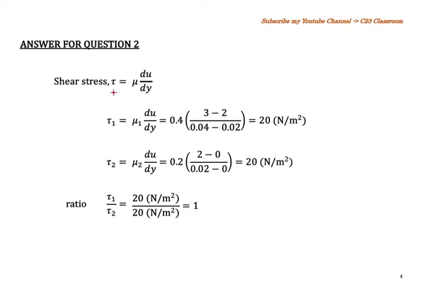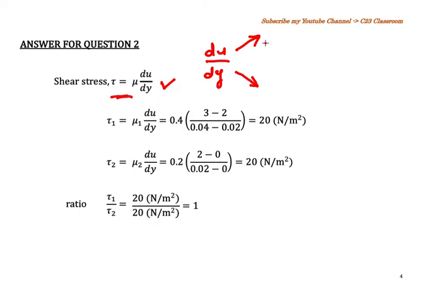So this is the solution. First, you need to understand the equation for shear stress. We have tau equals mu du dy. And then you need to understand the meaning of du over dy. du over dy means the difference of velocity over the difference of the y-axis.